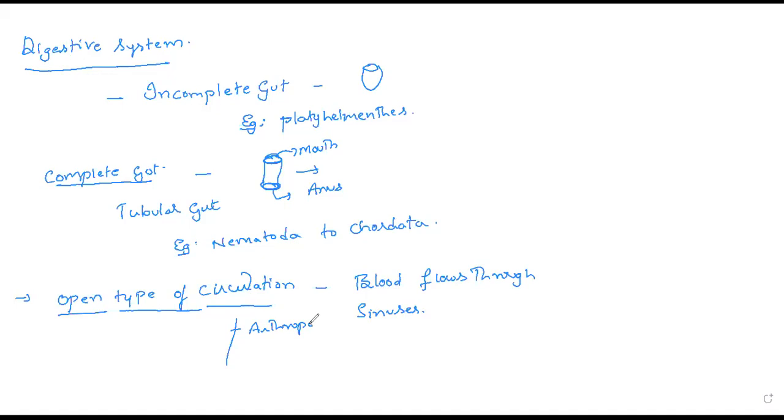So remember the examples only here. Arthropoda, mollusca, echinodermata, and urochordata. In open type of blood vascular system, the blood is flowing through the sinuses. The blood bathes all the tissues and cells. Examples of open type of circulation are arthropoda, mollusca, echinodermata, urochordata.